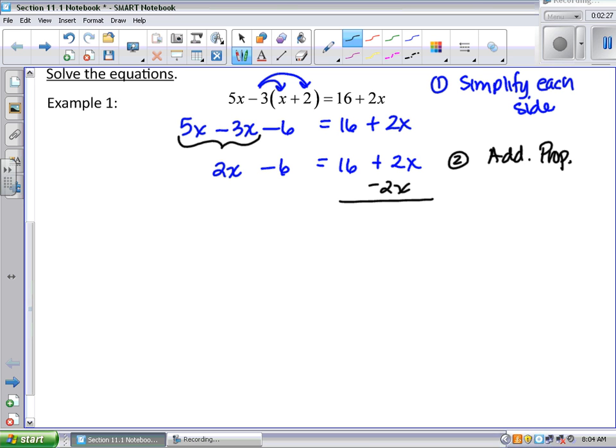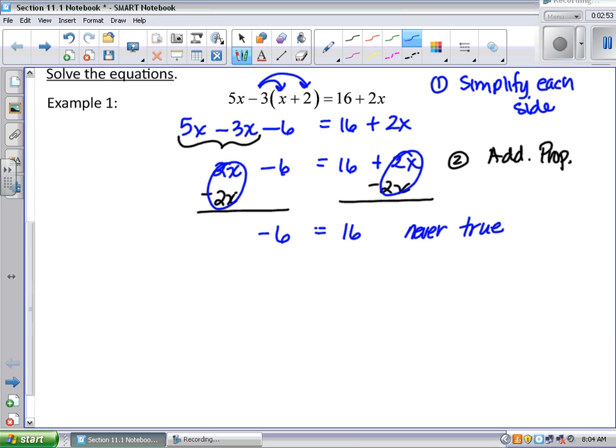I have plus 2x here, so if I subtract it, what I get is that 2x minus 2x is 0, so I have just minus 6 on the left, and on the right, 2x minus 2x is 0, I have 16 on the right, and negative 6 is not equal to 16. This equation will never be true.